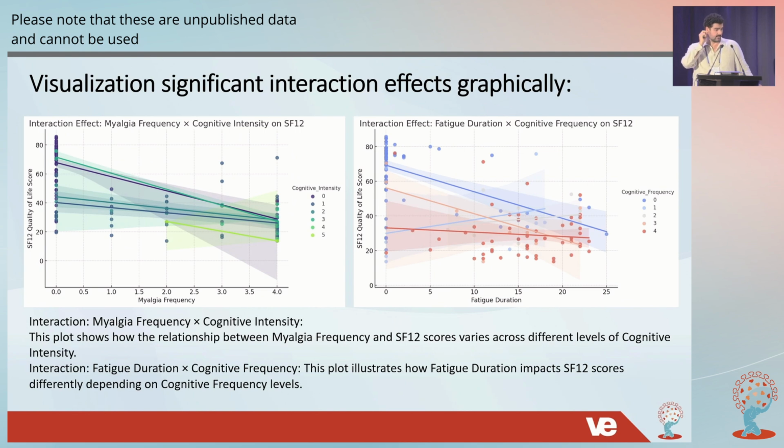And, well, these are the interactions: cognitive intensity and cognitive frequency, and their effect on, on the left, the myalgia frequency. This means if the cognitive intensity is higher, it's going to have a bigger impact on how the myalgia frequency worsens the quality of life. And on the right, we see how a higher cognitive symptom frequency is going to have a higher impact on how the fatigue duration affects the quality of life. So again, cognitive intensity and frequency show a clinical or a treatment goal.